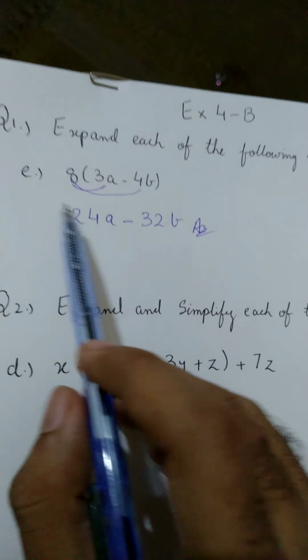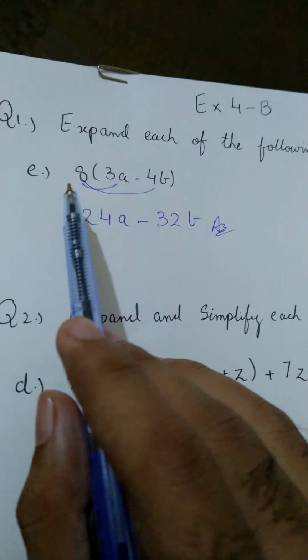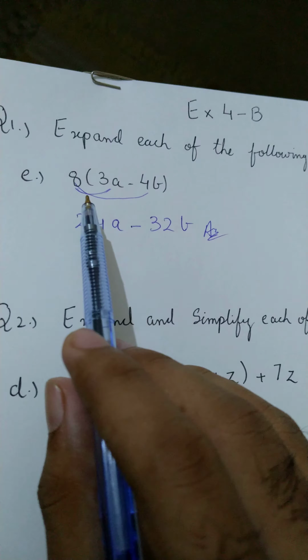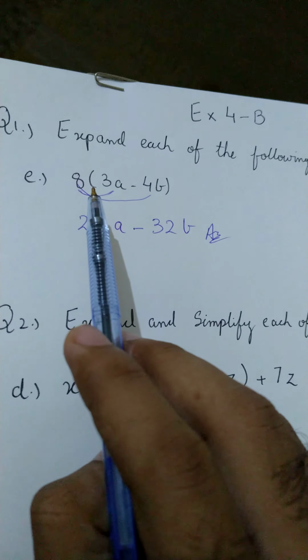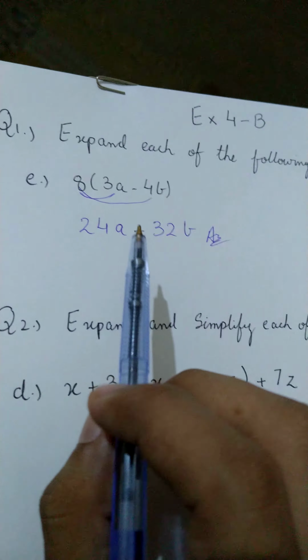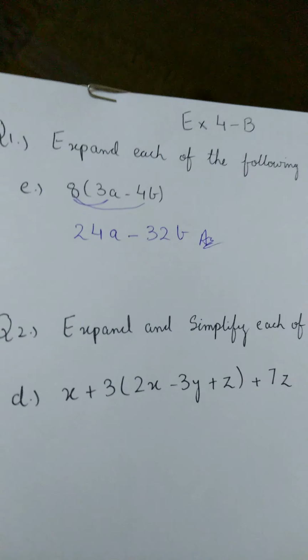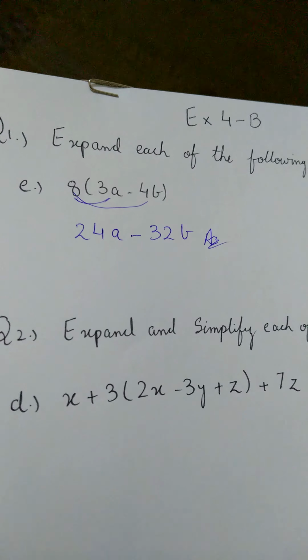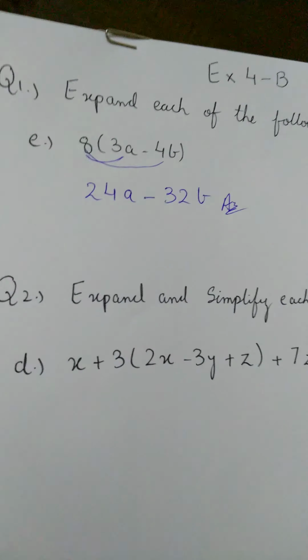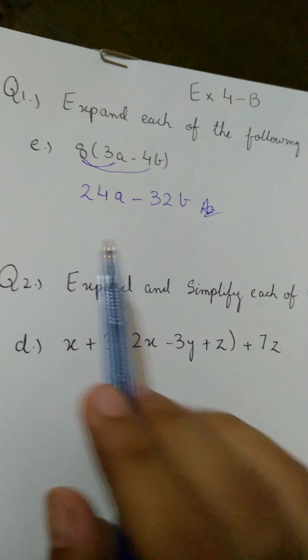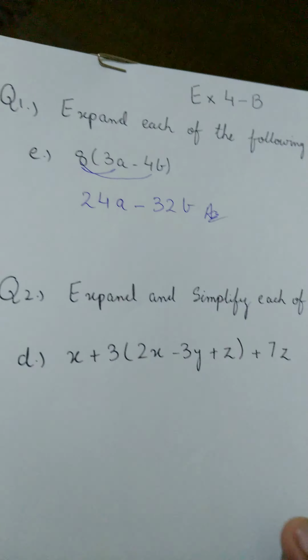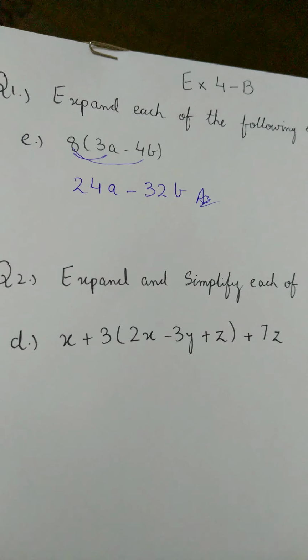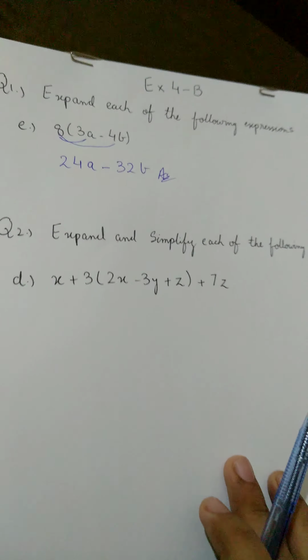Now here we have question number 2, expand. I've done part E here of question number 1. You have to do all the remaining parts. It has, I guess, 8 parts. Yes, it has 8 parts. So I've done just the one part. All of them are completely alike, so you have to complete the rest of the parts by yourself.